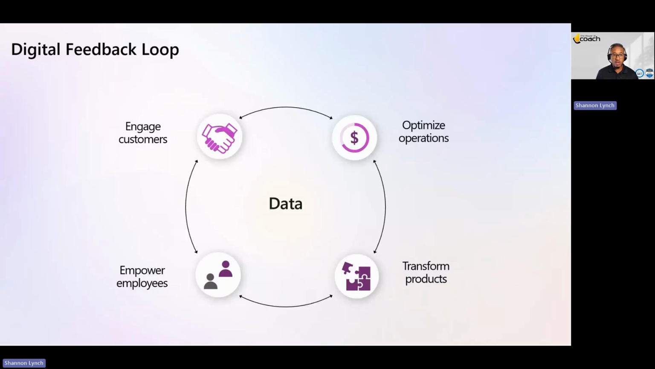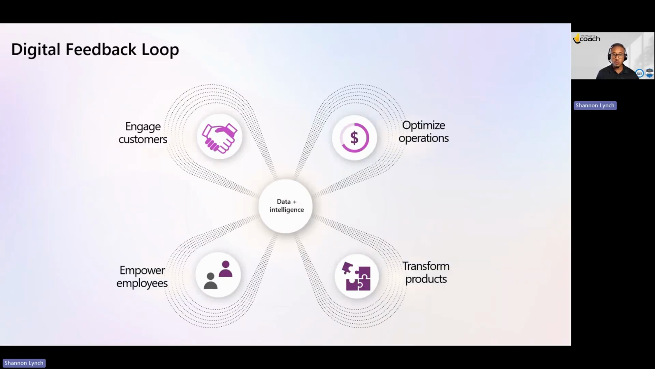And all that really boils down to what we call a digital feedback loop, with data surrounded in the middle. If we take a look at it, the goal is that we look into our internal and external data systems. How does that impact and optimize our operations? How does it transform our product, if you're a product-based organization? How are employees empowered to drive and make decisions with tools and capabilities? And ultimately, how are we engaging our customers?